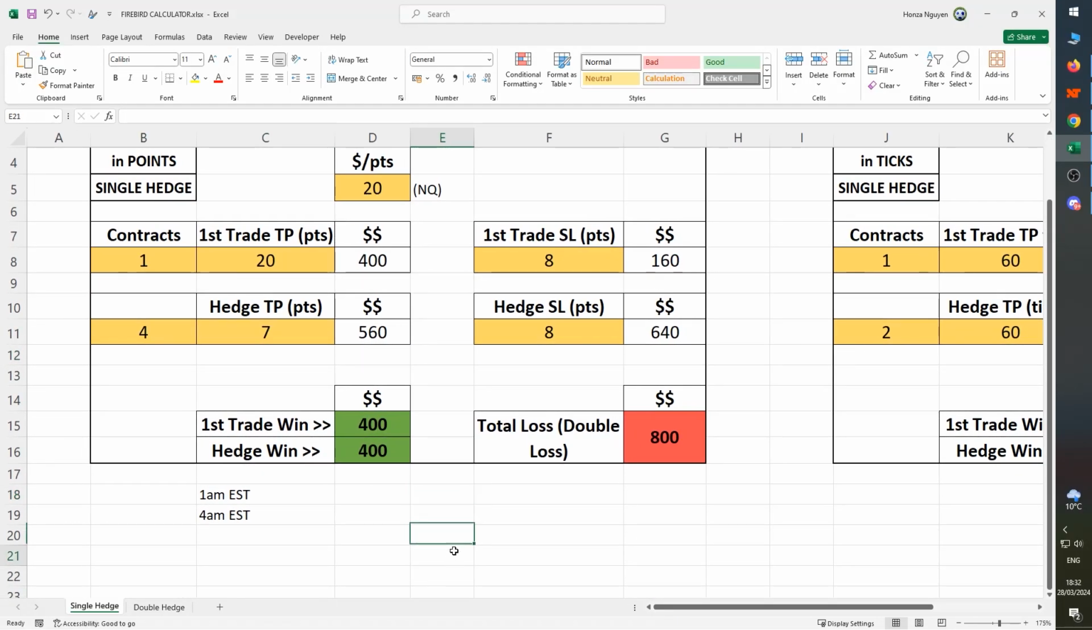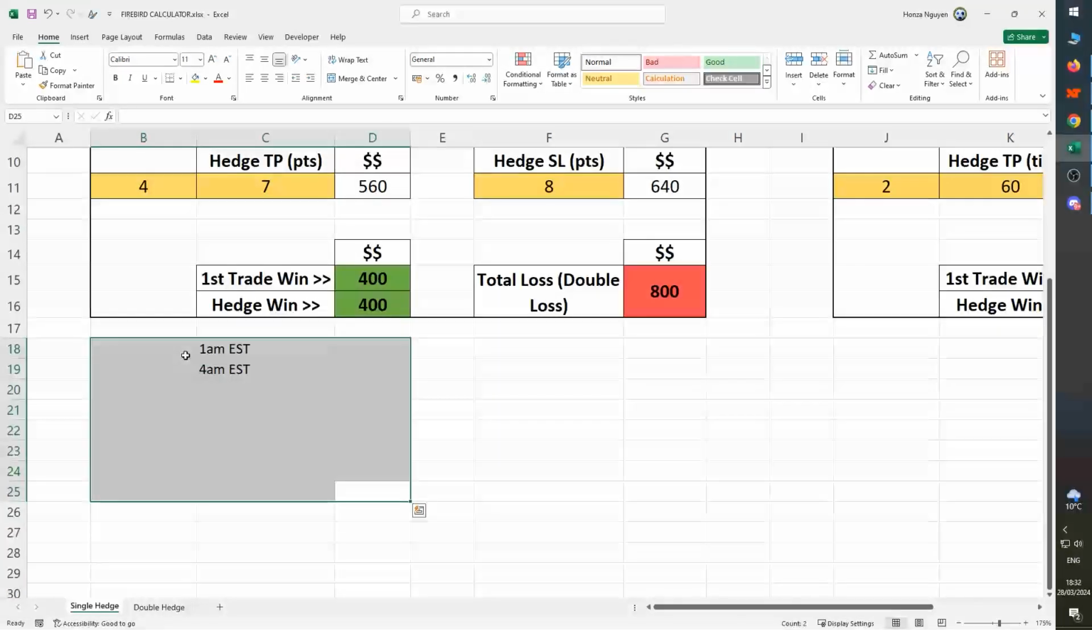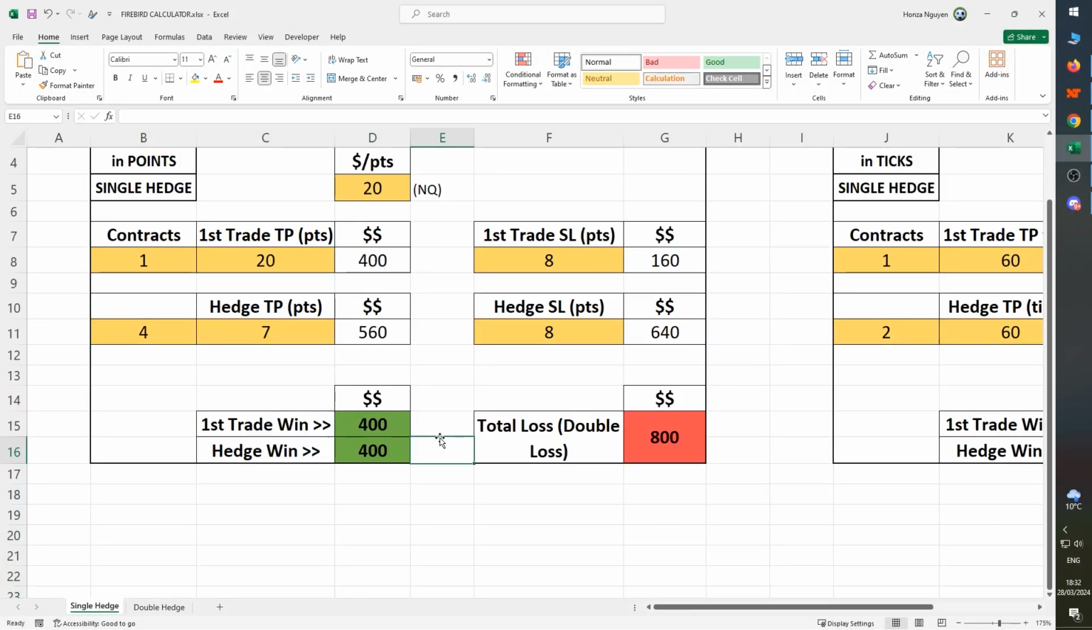So yeah, that's one of the strategies. You can get this Excel sheet from our channel, the Firebird, and you can really mess around with these numbers, see what fits you, and backtest it for yourself on a certain time, right?